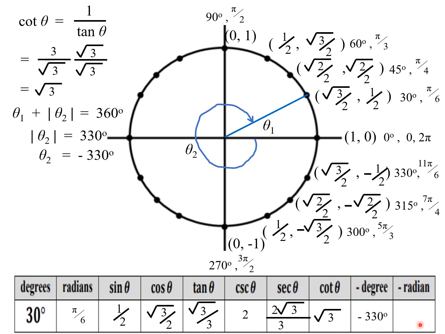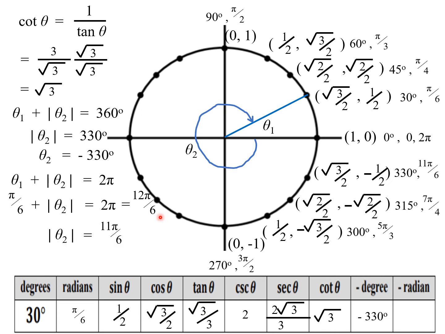Okay, one more, finding the negative radian measure, more or less the same business, except this time we're going to use π over 6. Okay, 2π over 6 becomes 12π over 6, subtracting to get 11π over 6, and then tack on a negative sign because we want it negative, and that makes negative 11π over 6.